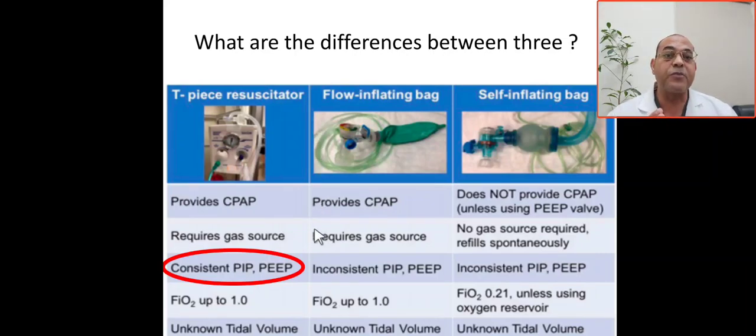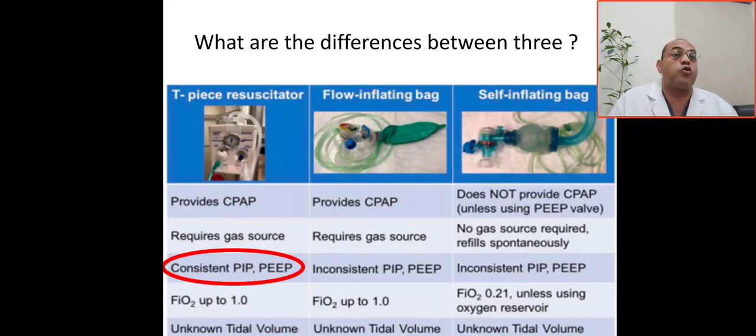It will give the pressure. All will give me pressure, but who will give me pressure without harm? The benefit without harm. It's okay, all will give me pressure, but inconsistent, uncontrollable pressure, not persistent pressure. But the Neopuff or the T-piece resuscitator will give you controllable, consistent, constant, persistent pressure.